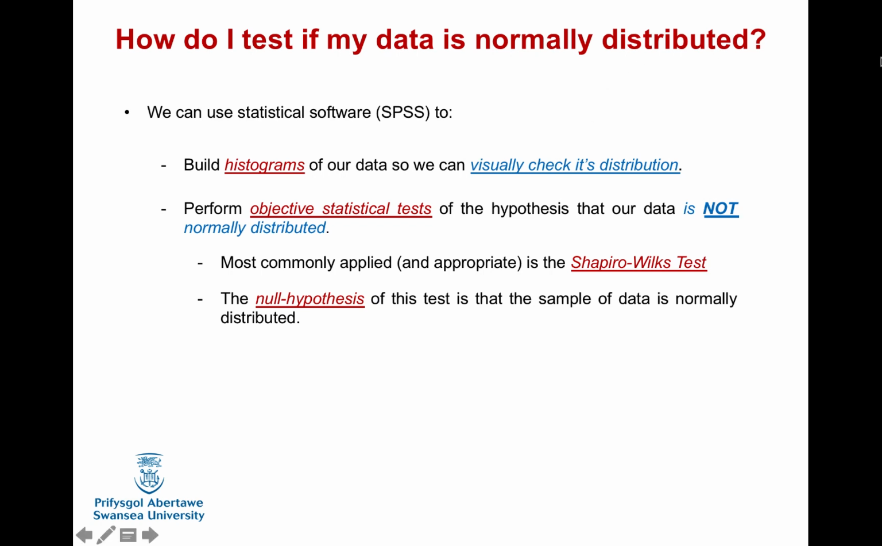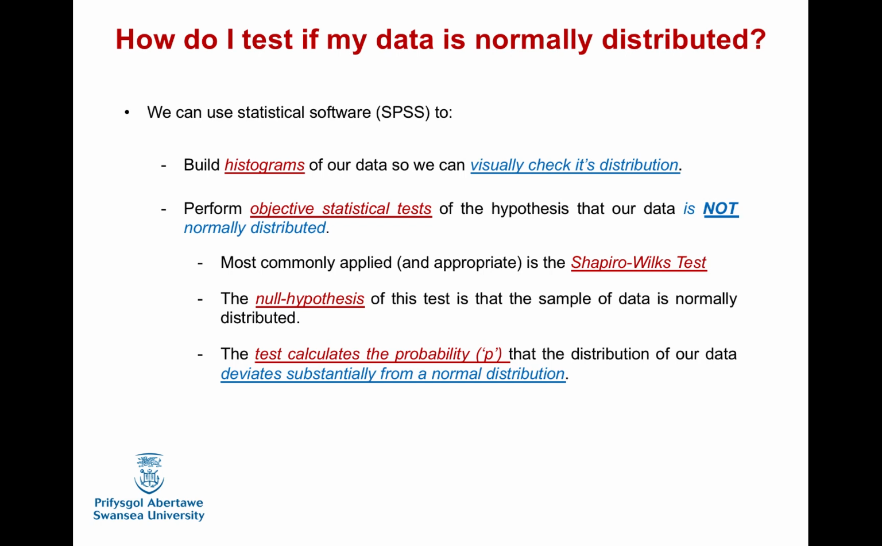Now, just as in the situation where we might be comparing two samples, we have to have a null hypothesis for this particular test. The null hypothesis of this test is that the sample of data that we are looking at is normally distributed. So we're testing the hypothesis that our data is not normally distributed, and that means that the null hypothesis states that the sample is normally distributed.